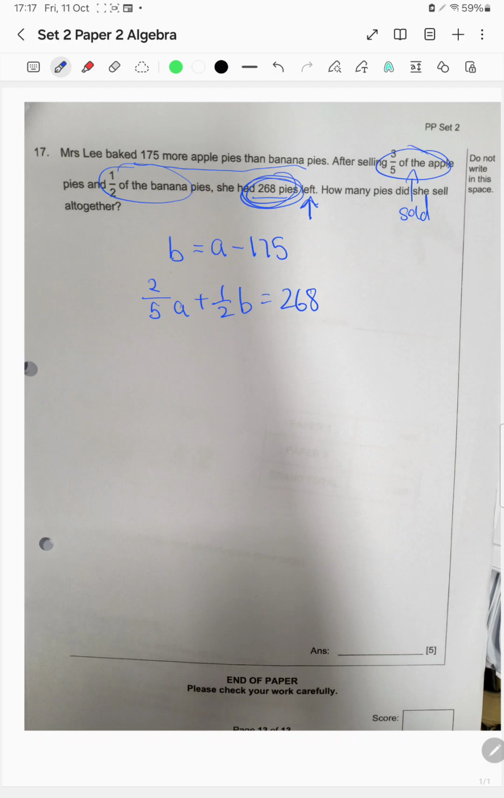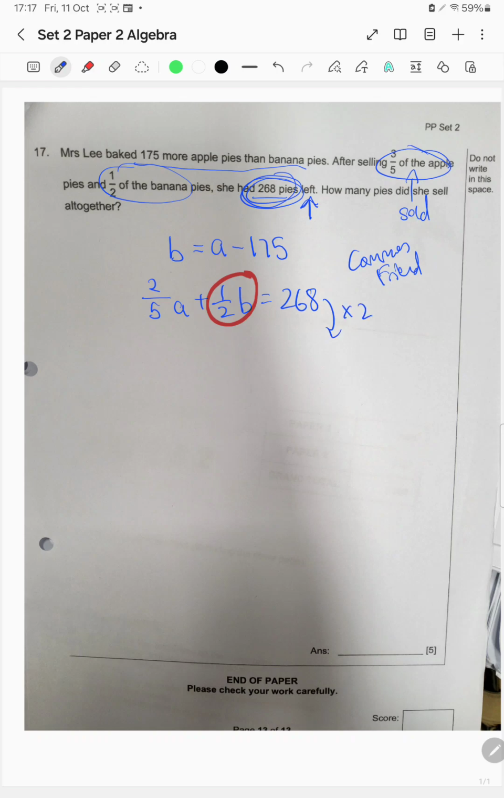Now this method, even though I call it algebra, is also something like a common friend. Do you still remember common friend? You have to eliminate one, right? And at this point you can't really eliminate, because you can see that none of the values equate to one another. So one way I can do it is to change this half B into B, okay? So what do I do? I have to times 2 for the whole equation.